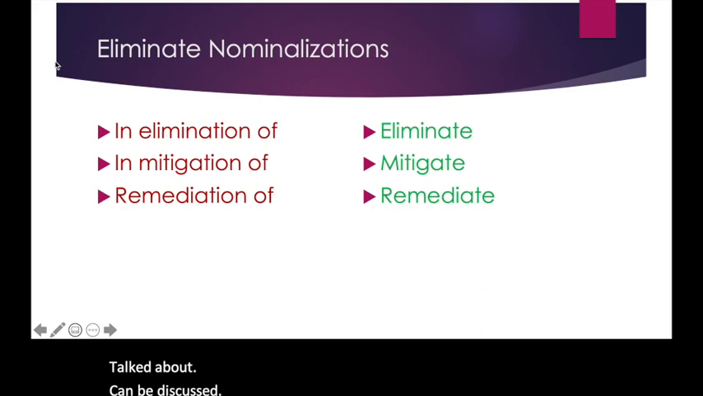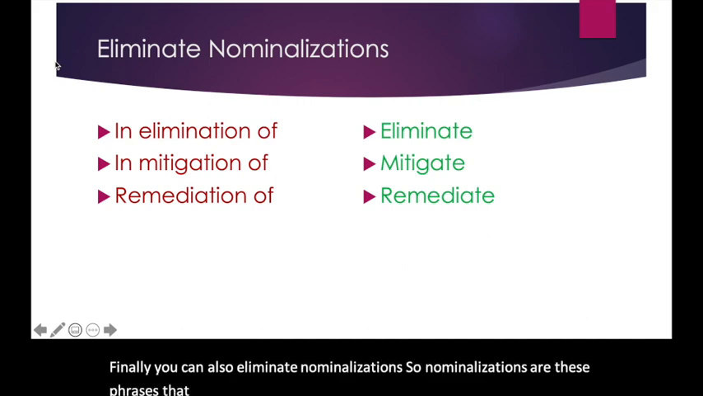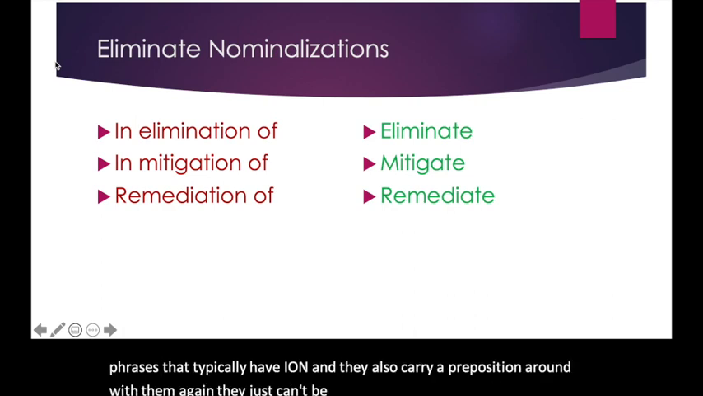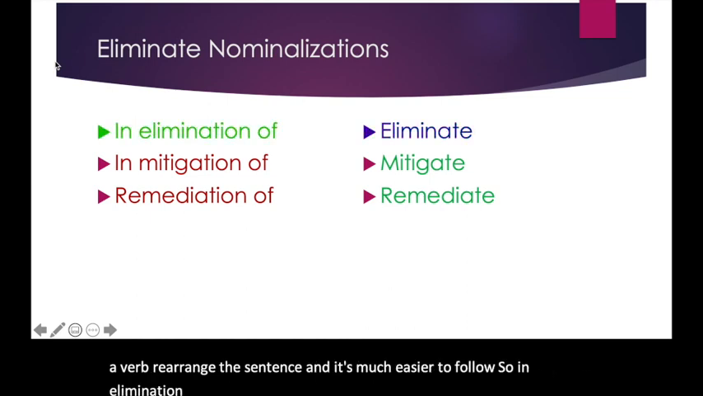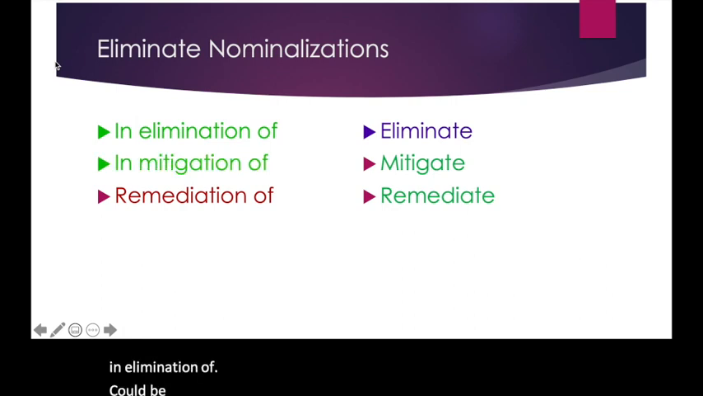Finally, you can also eliminate nominalizations. So nominalizations are these phrases that typically have ION, and they also carry a preposition around with them. Again, they just can't be by themselves. You can change them into a verb, rearrange the sentence, and it's much easier to follow. So elimination of could be eliminate, mitigation of can be mitigate, remediation of can be remediate.